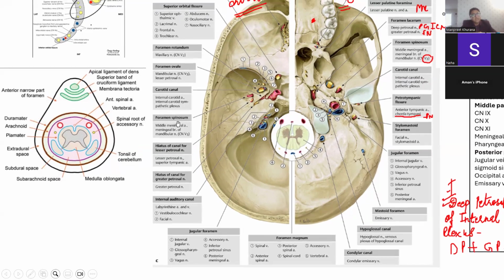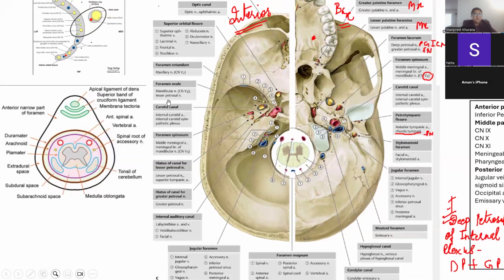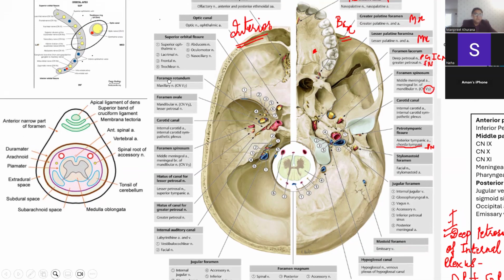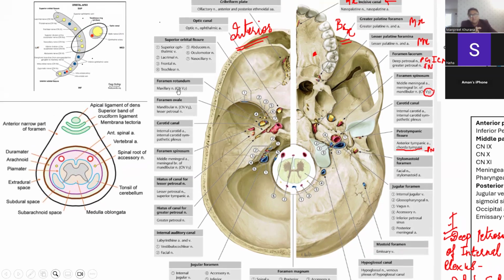Then we have the carotid canal, which we have already learned about. Foramen ovale, right? Usually we remember it through MALE, but the main structures which are passing are the mandibular nerve and lesser petrosal nerve. So the mandibular nerve and lesser petrosal nerve pass through the foramen ovale. Foramen rotundum is specifically for maxillary nerve. So we have four foramens: foramen rotundum, foramen ovale, foramen spinosum and lacerum.